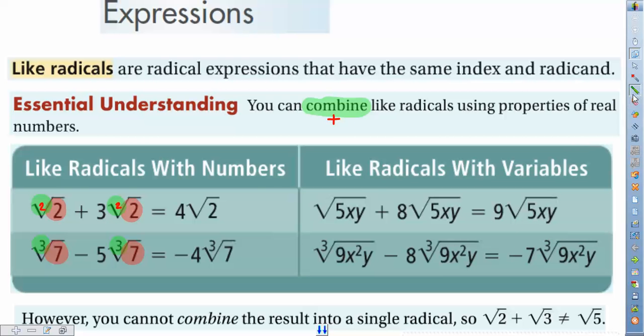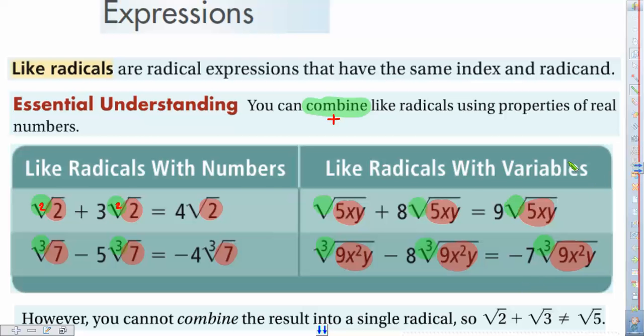I mean, take a look. Do we have the same index? Yes, we do. Do we have the same radicand? 5xy, 5xy. Yep, and 9x squared y, 9x squared y. So when you write your solutions, notice that your solutions here are going to have the exact same radicand and the exact same index. We treat this just like terms, ladies and gentlemen.